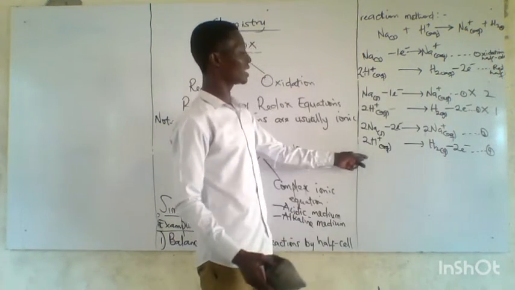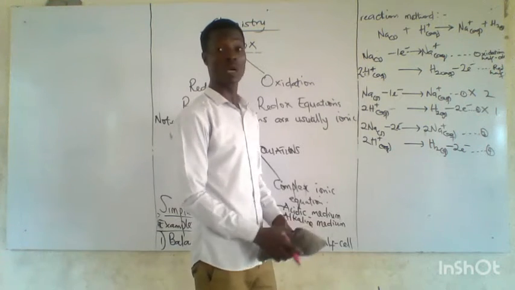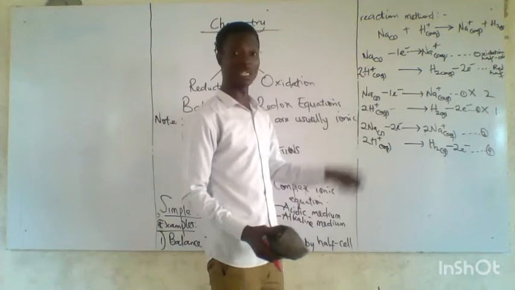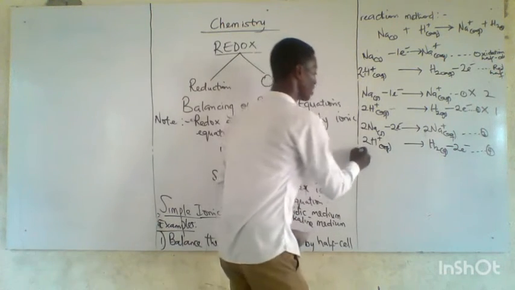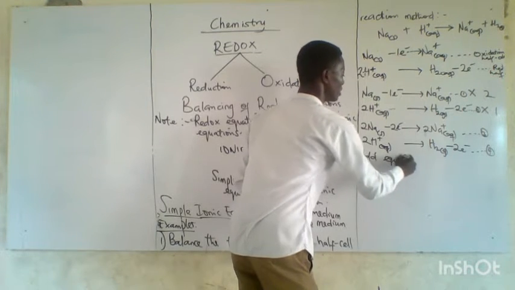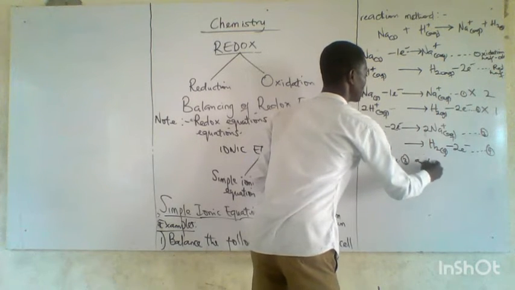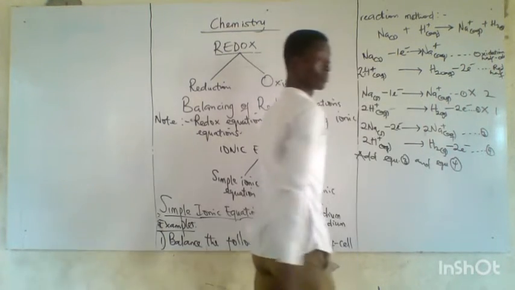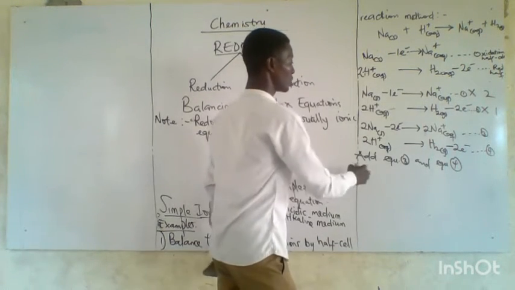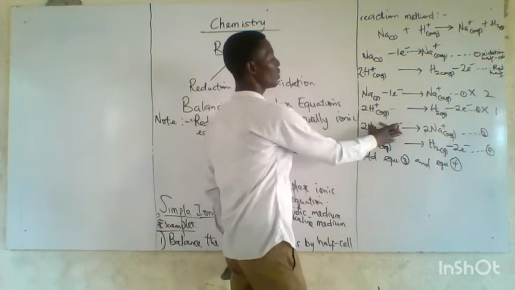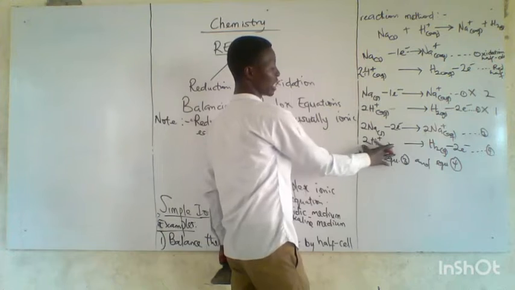So what will be the next thing I am to do? I am through with the work. I will just add up the two equations. So I will add equation 3 and equation 4. So what will I add? Now, if you are adding up, be careful. You have to add up the reactant side of this and this together.